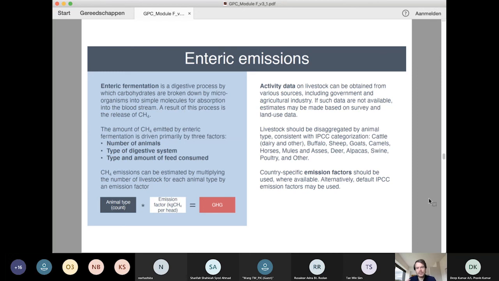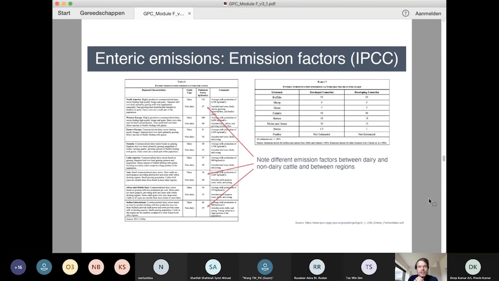But emission factors can be fairly easily obtained from IPCC. So this is an example of the IPCC emission factors, from one of their reports. I know it's quite small, but I just want to highlight a few things. In the top box, this table is just for cattle. You see a difference between regions have different emissions, but also between dairy and non-dairy cattle.